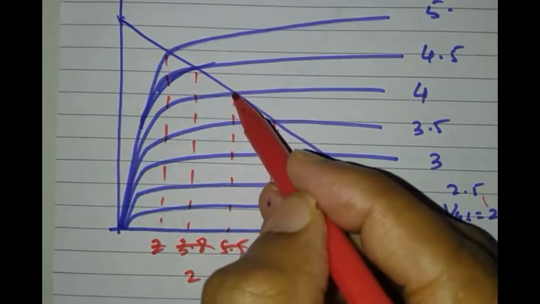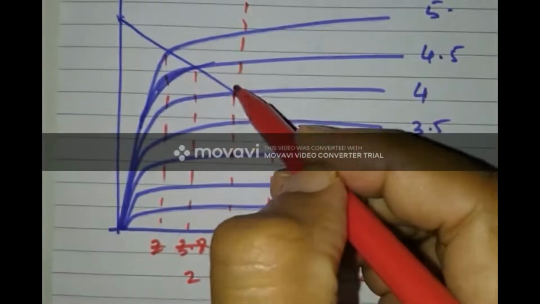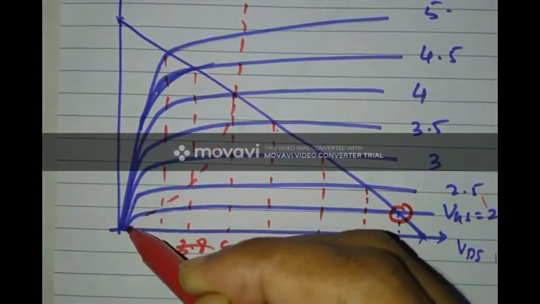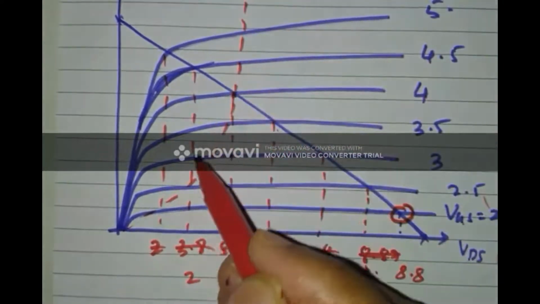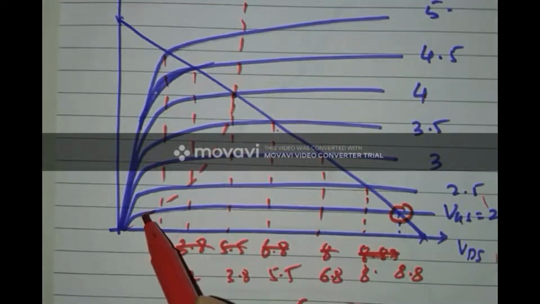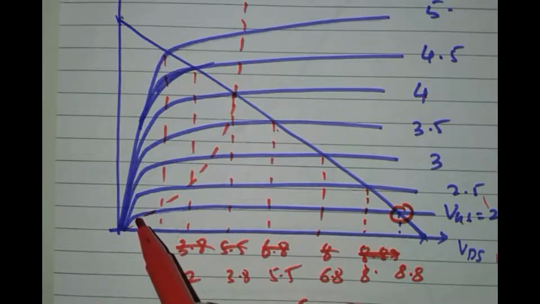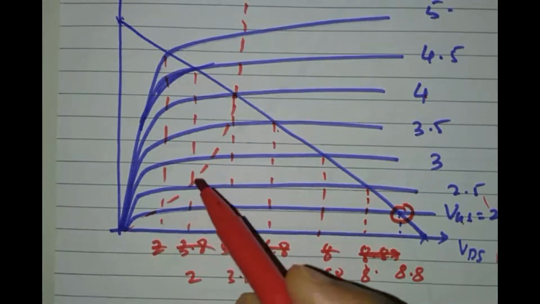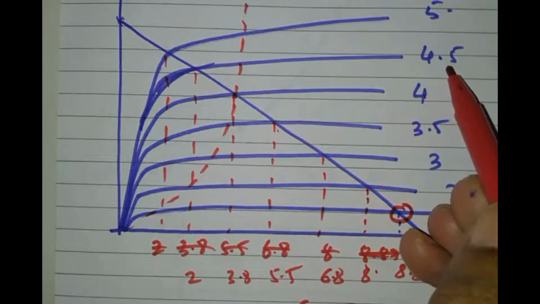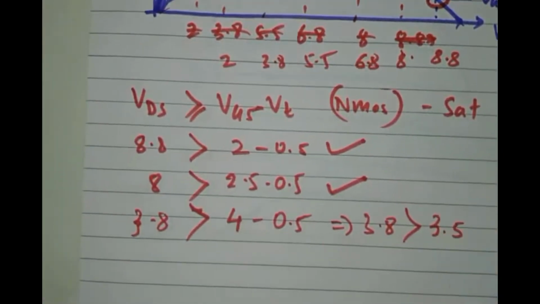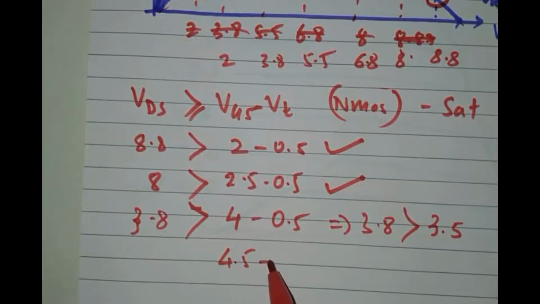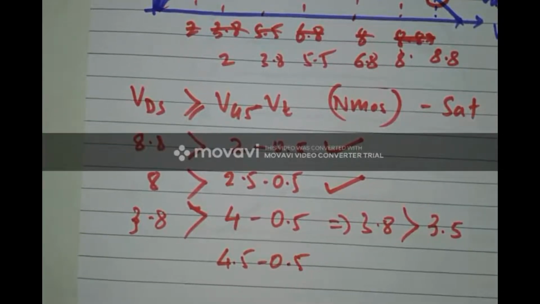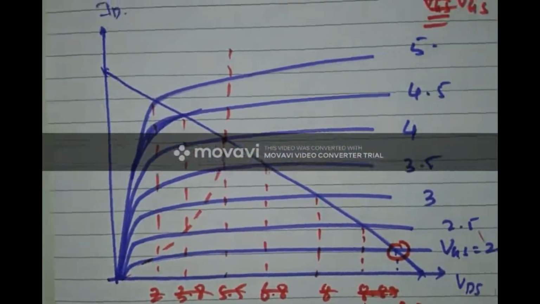So this particular portion is my deciding factor, which tells whether my MOSFET is entirely pushed into saturation region or whether the MOSFET is still in linear region. Let's consider the example of VGS equal to 4.5. For VGS equal to 4.5, VT is 0.5. What was your VDS generated for 4.5 volts?